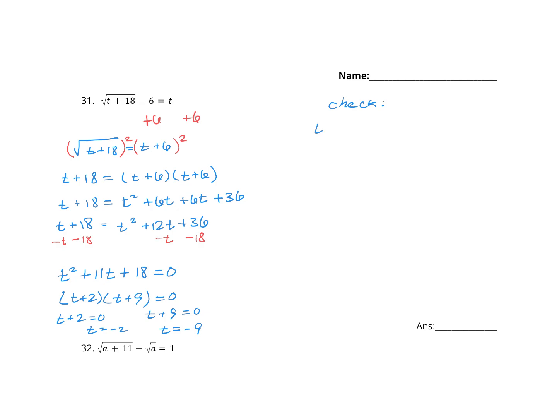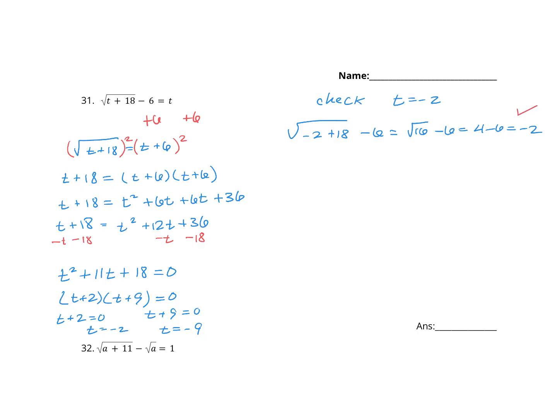So let's first check out t equals negative 2. I said negative 2, not positive 2. All right, so again, we are checking t equals negative 2. Substituting into the left side, that's the square root of negative 2 plus 18, subtract 6. Well, the square root of negative 2 plus 18 is the square root of 16, minus 6. So that's 4 minus 6, and that does equal negative 2, which is t. So that solution checks, and we're pretty happy about it.